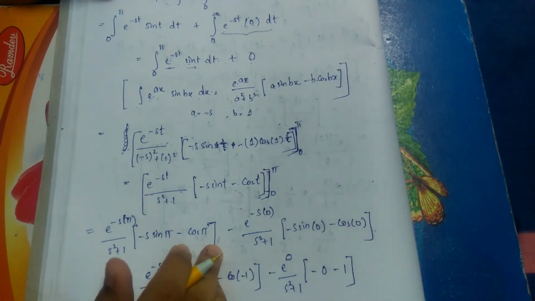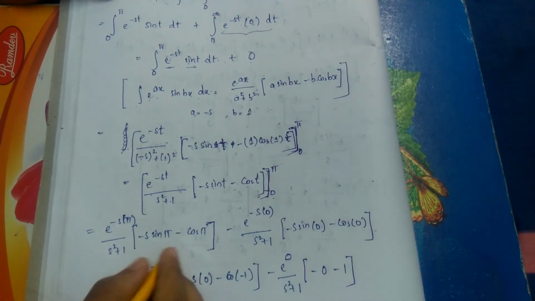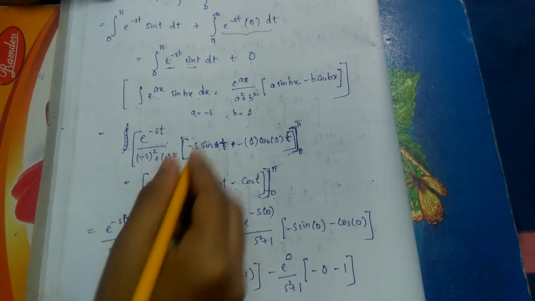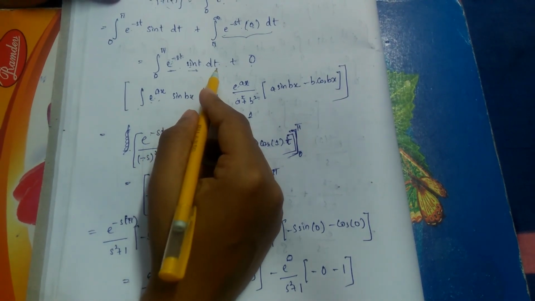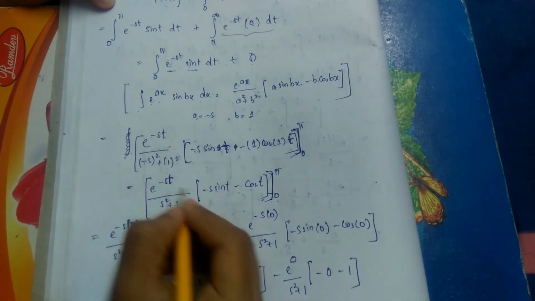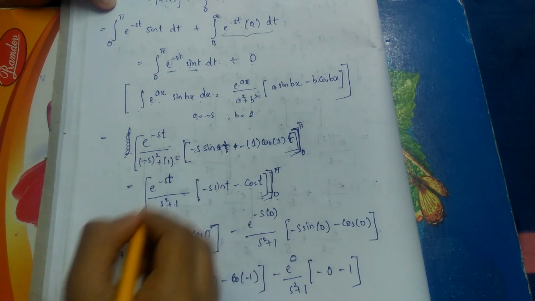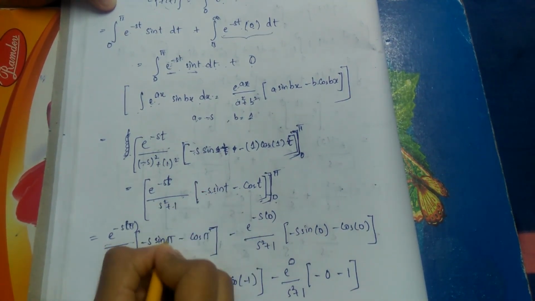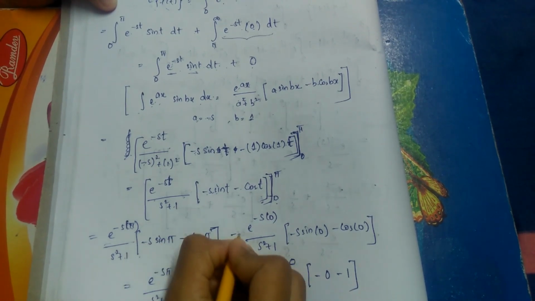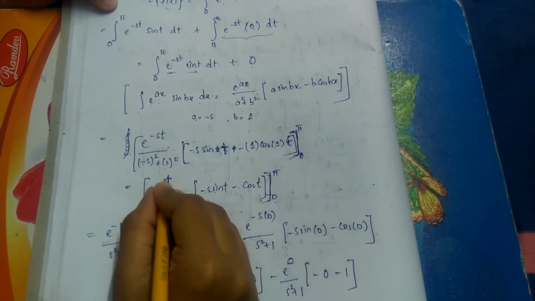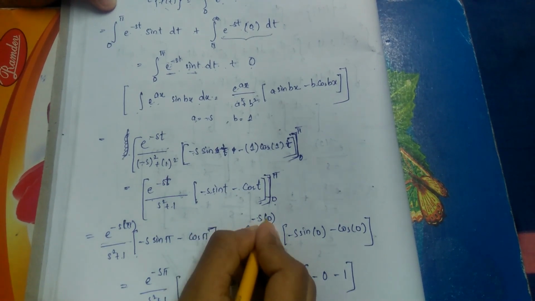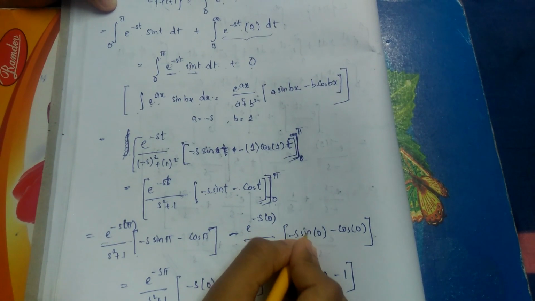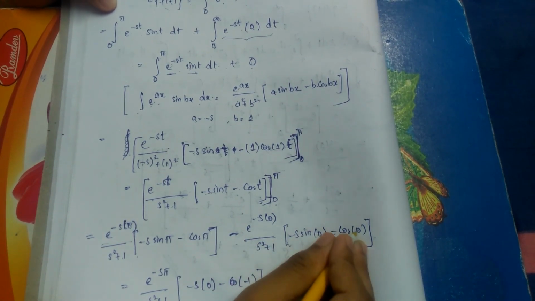Now apply the limits here, upper limit minus lower limit. First apply the upper limit in the place of t, because t is a variable and we are integrating with respect to t. So e power minus s into pi by s square plus 1 into minus s sin pi minus cos pi, minus, now we have to apply the lower limit in the place of t, e power minus s into 0 by s square plus 1 into minus s sin of 0 minus cos of 0.